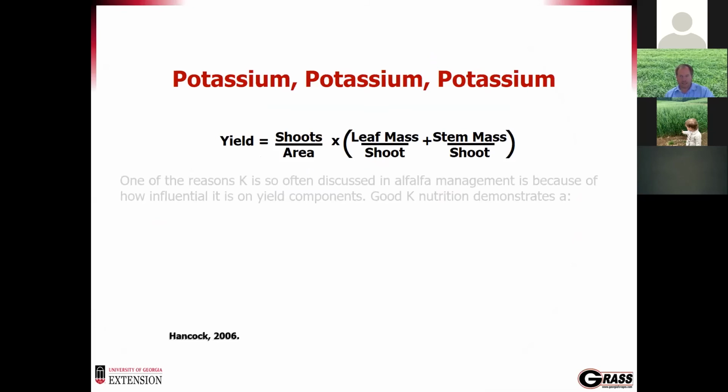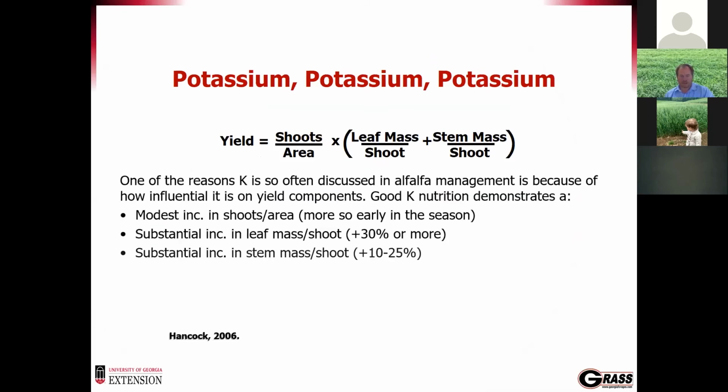And again, potassium. This is some information that Dr. Hancock shared a few years ago with us. Really important for yield and also for persistence. So it really affects the shoots per area, the leaf mass per shoot, and the stem mass per shoot as well.